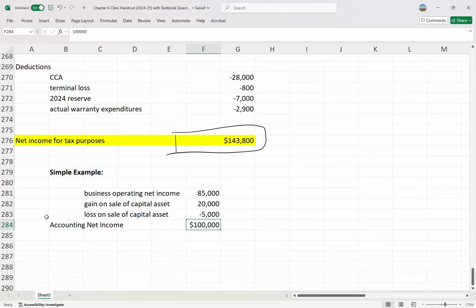And so that's how we get 100,000. So let me just make sure that's 100,000. Yeah, that's 100,000. So based on our financial statements, our accounting net income is 100,000. Let's say for this business operating income here, let's assume there are no accounting and tax differences.